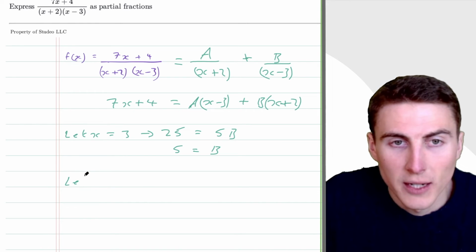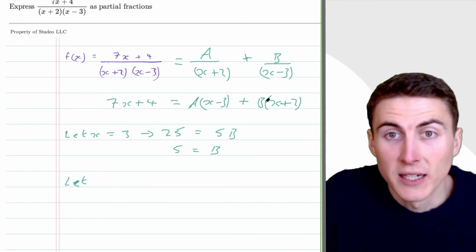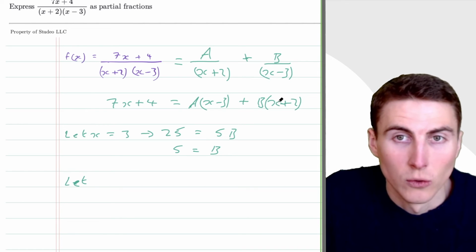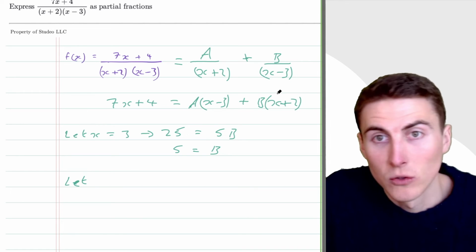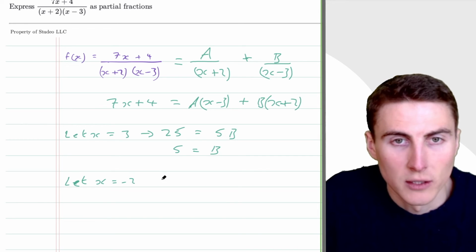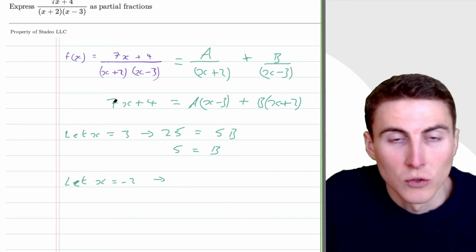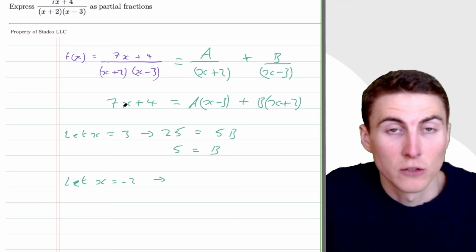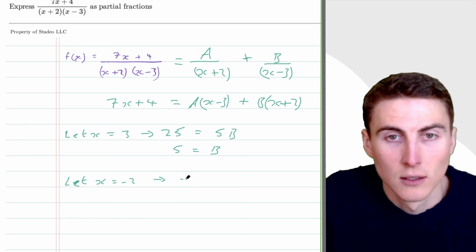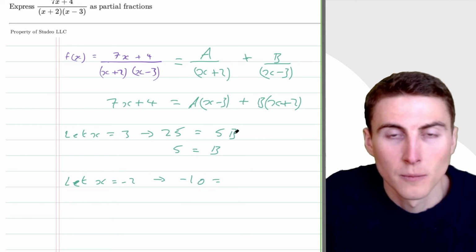So if we want to find A, we basically need to cancel out the B. So this time we can make the x be minus 2, because minus 2 add 2 is 0, so that will cancel out this bracket. So we're going to let x equal minus 2. So 7 times minus 2 is minus 14. Minus 14 add 4 is only minus 10. We've got minus 10 on the left.